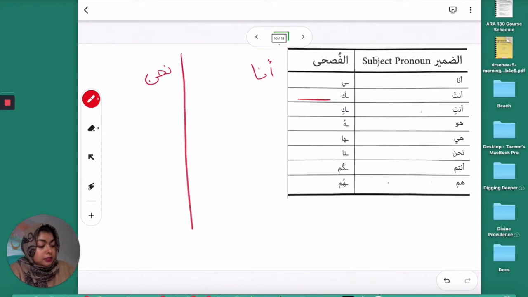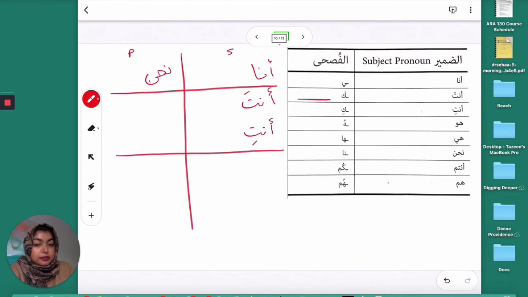نحن, and we put that there because this first row is first person. Okay, المتكلم, the person who's talking. And we have here المفرد, the singular, and الجمع, the plural, on this side. And then we have أنت, أنتي, right? You, masculine and feminine. And then we have the plural, أنتم.